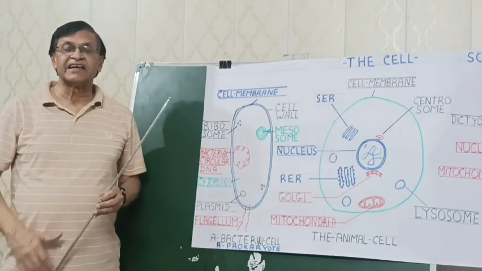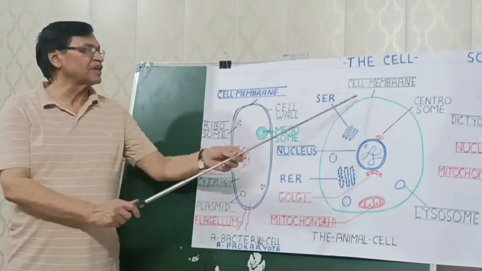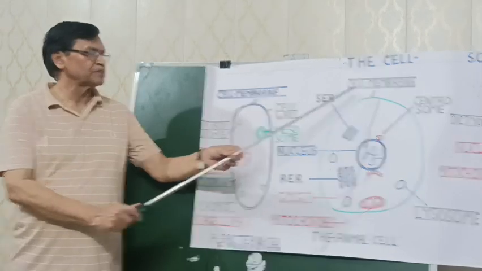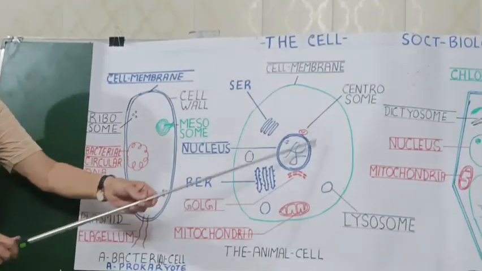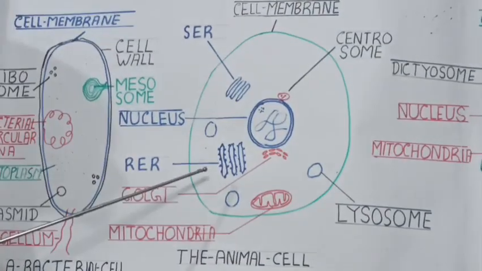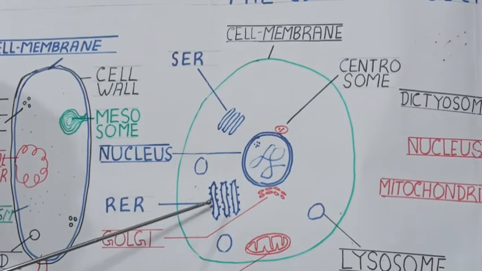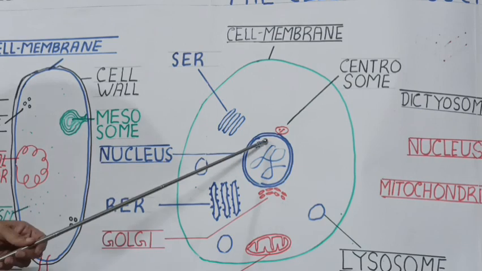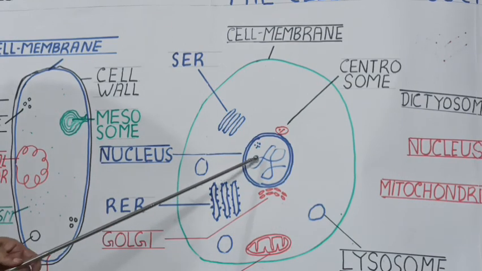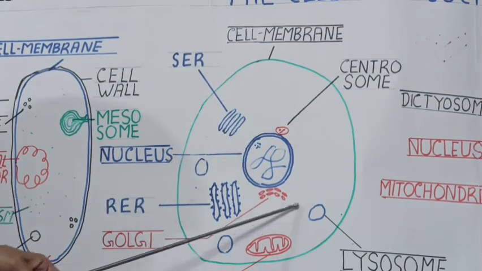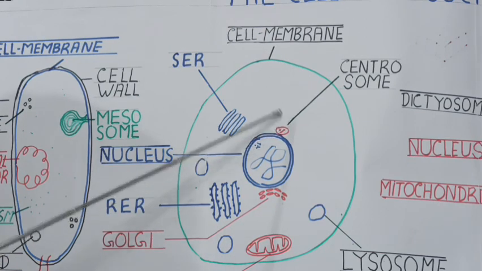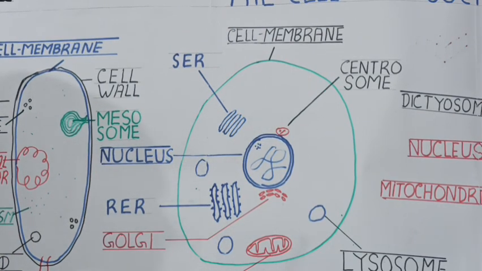Normally a generalized cell contains an outer covering, the cell membrane, and the inner content responsible for life, which is called protoplasm. In this protoplasm we have a central nucleus. The remaining part of protoplasm is called cytoplasm. But at this stage we have two types of cells.